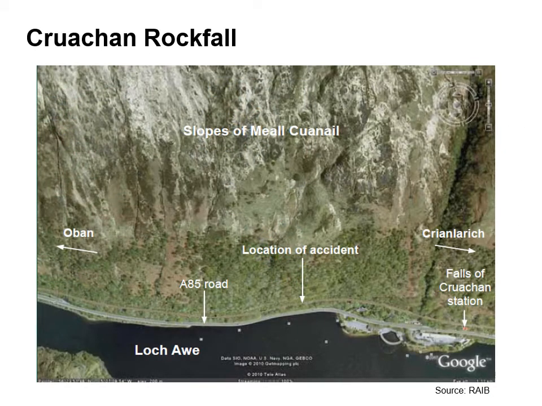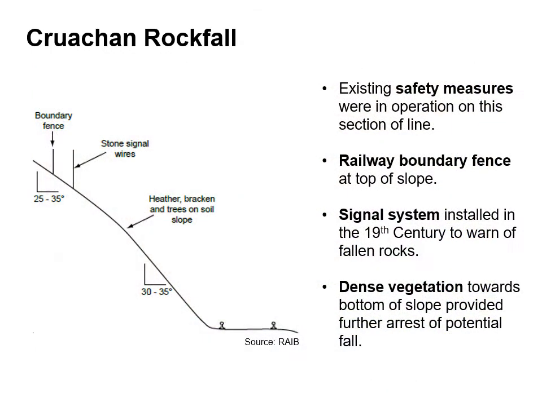This aerial photograph from the RAIB investigation shows how mountainous this area is in the banks of Loch Awe. You can see the A85 road and the railway line as it hugs the mountain. So there were a number of existing safety measures in operation in this section of line. The first one was a boundary fence at the top of the slope. Then there was a signal system installed in the 19th century to warn of falling rocks. There was also dense vegetation towards the bottom of the slope, which could provide further arrest to a potential fall.